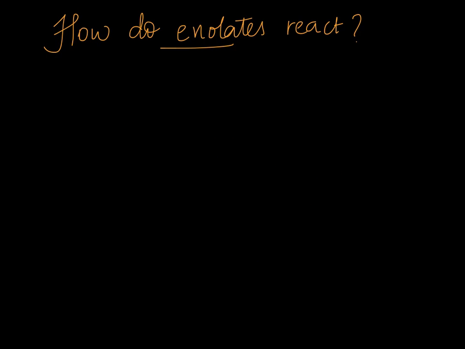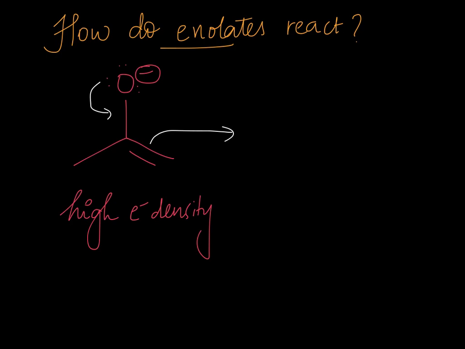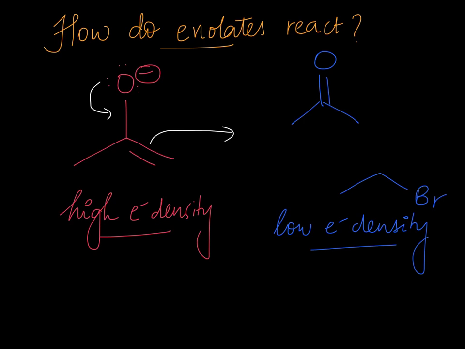So now I guess the next question is, how do these guys react? If you'll notice, there's a couple of areas of high electron density here and here. So they actually react in this way, pushing this down, pushing this off. Remember, this was your area of high electron density, and it has to attack an area of low electron density, which could be a carbonyl carbon like this, or this carbon next to a halogen, etc.